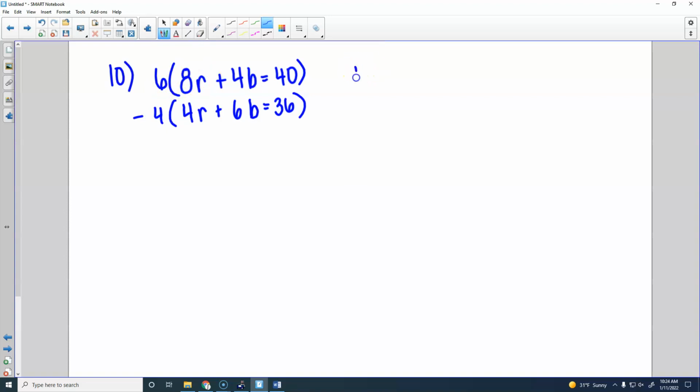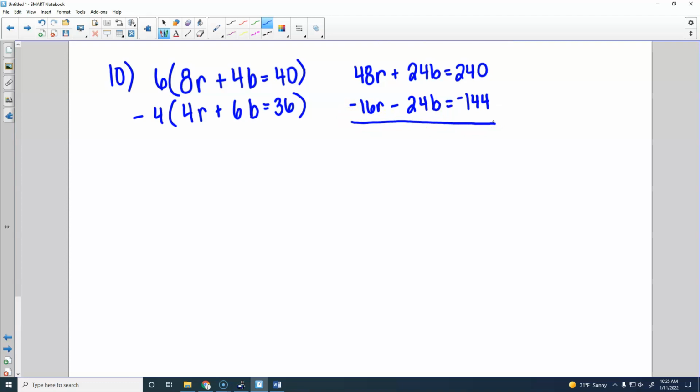So 6 times 8 is going to give us 48r, and 6 times 4 is 24b. And then we'll have 240 here. And then we've got negative 16r minus 24b equals, let's see, 36 times 4 is going to be negative 144, I think. Are those the numbers you have?